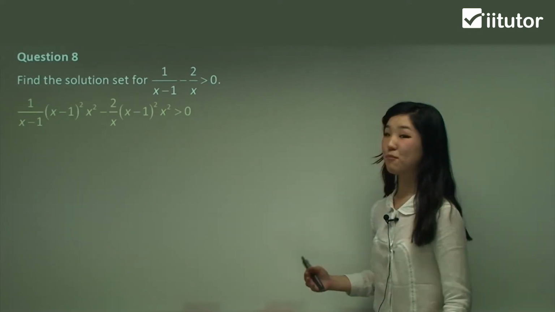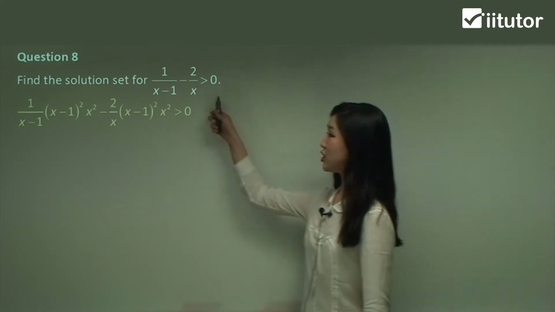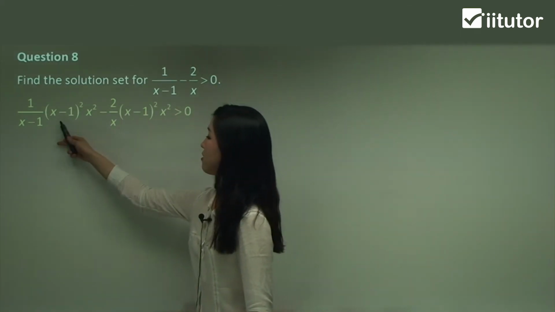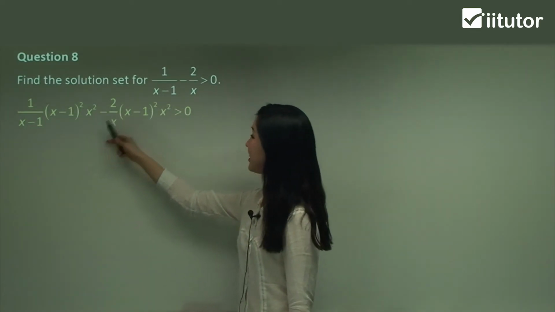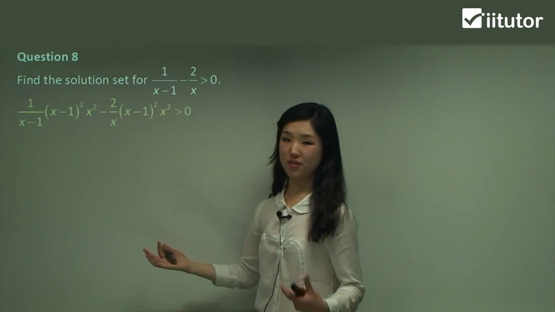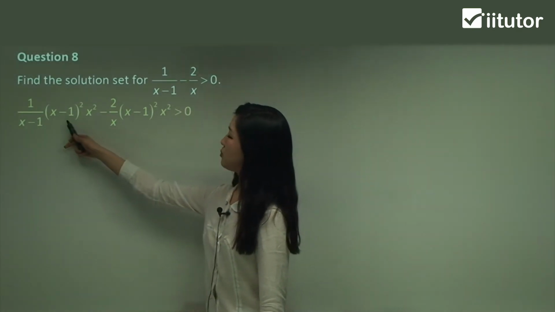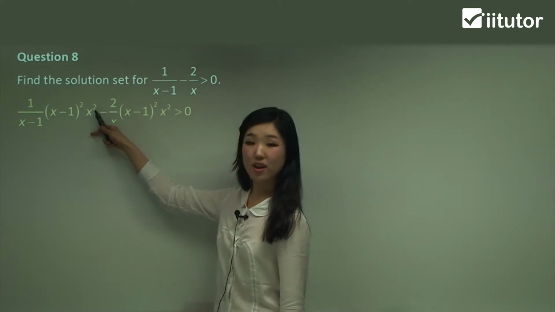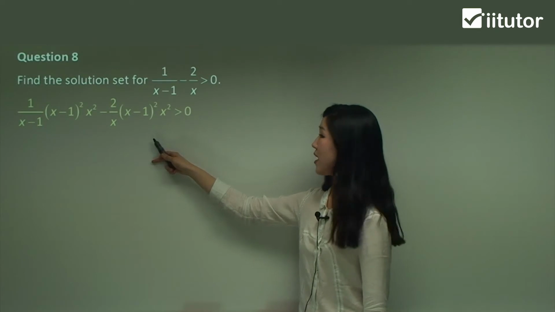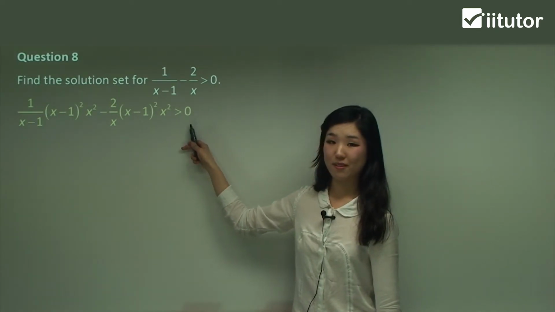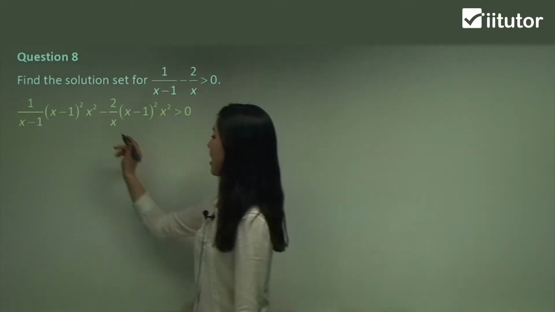I'm going to multiply the denominator squared onto both sides, but we've got two denominators, so I'm going to do both of the denominators squared. Okay, so I'm going to do x minus 1 squared and x squared onto both sides. Basically I have to multiply it to all these terms. So I've multiplied x minus 1 squared, x squared onto this one, minus 2 over x, x minus 1 squared, x squared onto this one, and 0 times anything will just be 0, right?